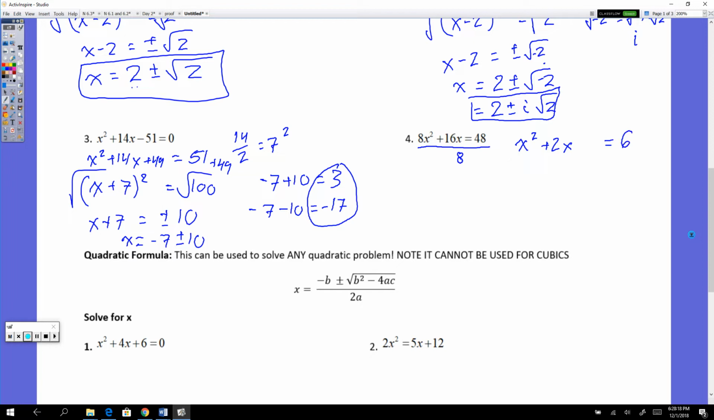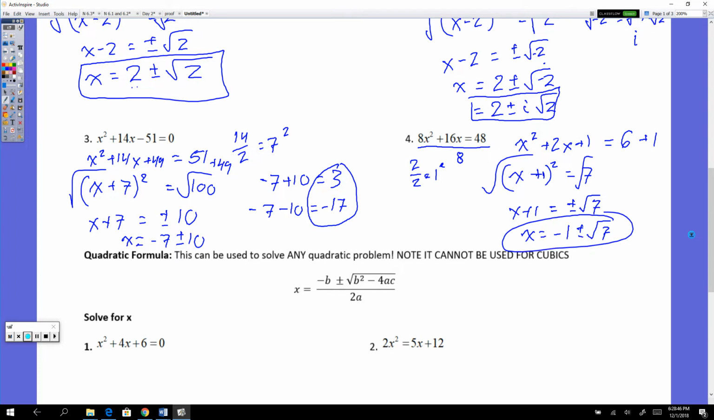So now we're going to complete the square. Our b value is 2. 2 divided by 2 is 1. Don't forget to square it. So now we're going to add 1 to both sides. So we get x plus 1 squared is equal to 7. Square root both sides, we get x plus 1 equals plus or minus square root of 7, and then we subtract 1 from both sides. And we get that as our answer.